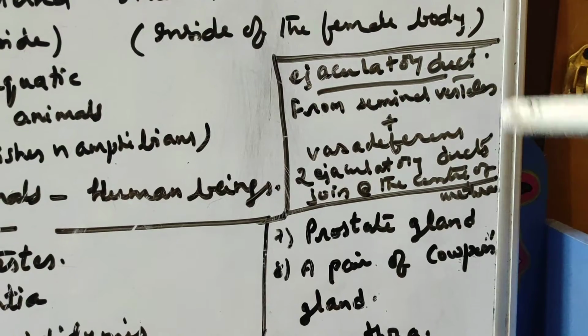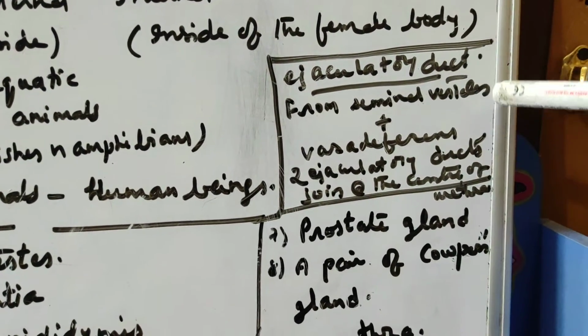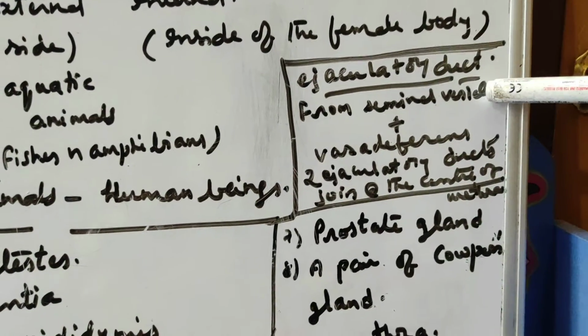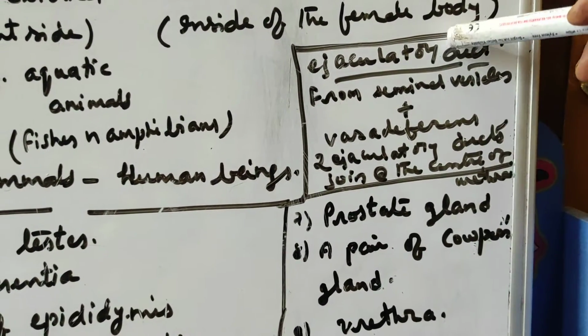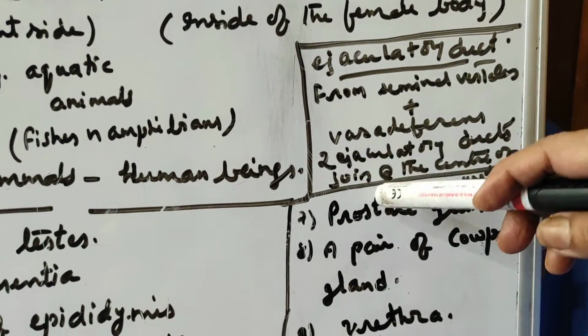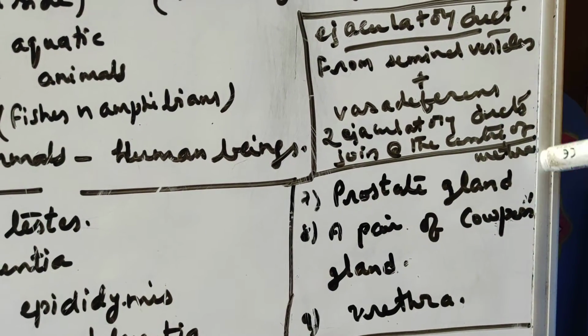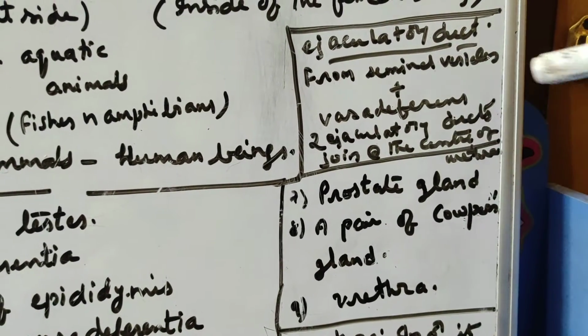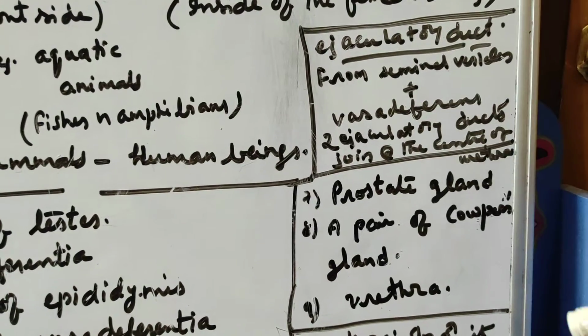Next comes the ejaculatory duct, and this is from seminal vesicles and vasa deferentia. Together they will form the ejaculatory duct. From the seminal vesicles it will start and it is united with the vasa deferentia. And two ejaculatory ducts will be formed and they join at the center of the urethra. Okay, urethra I already showed you in the diagram. So there in the middle of the urethra, both the ejaculatory ducts will be joined.